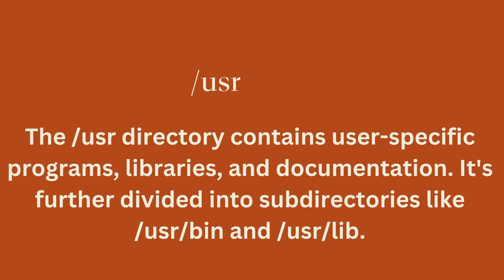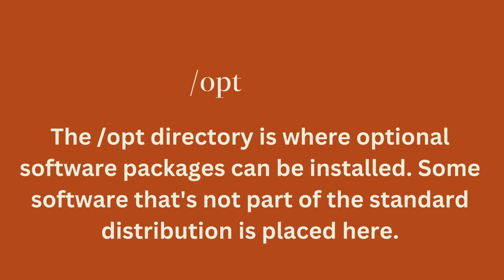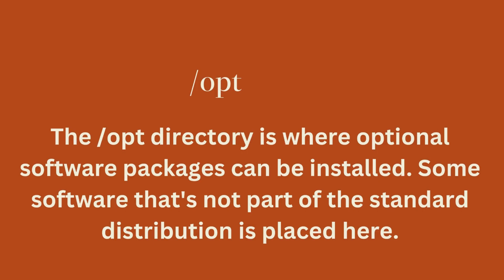/usr. The /usr directory contains user-specific programs, libraries, and documentation. It is further divided into subdirectories like /usr/bin and /usr/lib. And another one is /opt. The /opt directory is where optional software packages can be installed. Some software that's not part of the standard distribution is placed here.